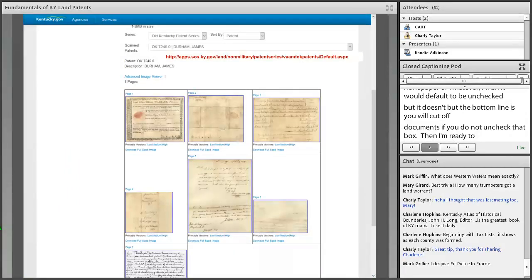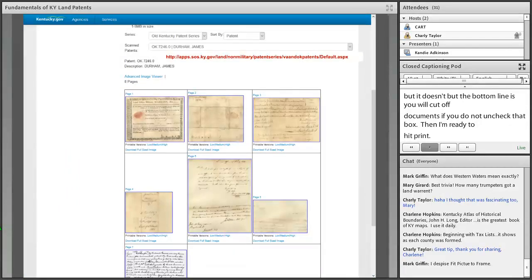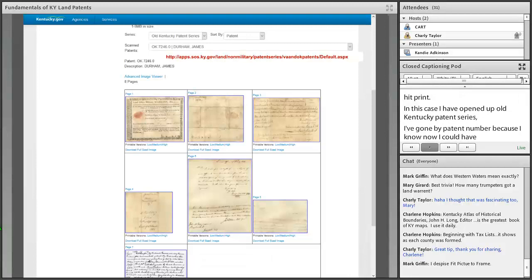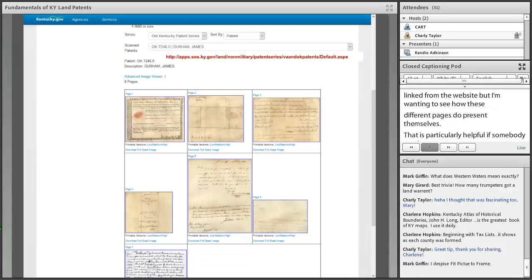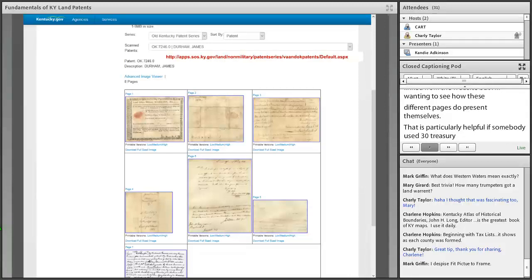Okay. In this case, I have opened up Old Kentucky Patent Series. I've gone by patent number because I know now I could have linked from the website, but I'm wanting you to see how these different pages do present themselves. This is particularly helpful if somebody used 30 Treasury warrants and you don't want to print them all out, you just want to print the survey. If you have all the documents in front of you, you can pick and choose the ones that you want to print.